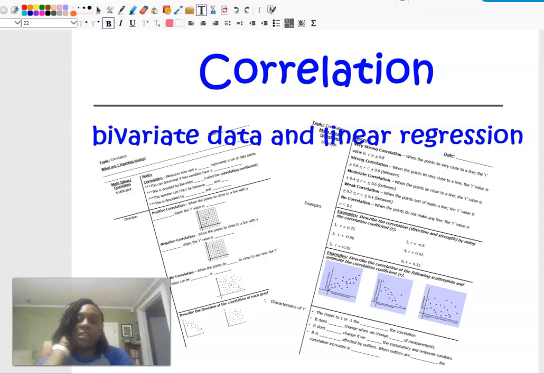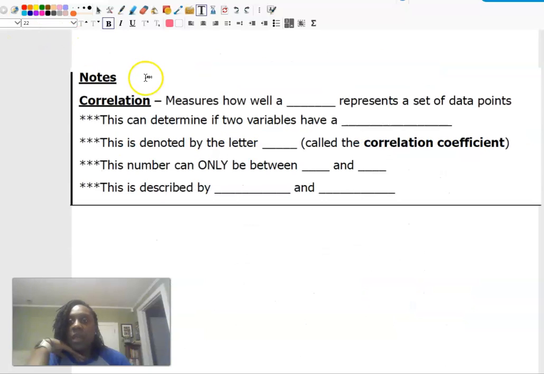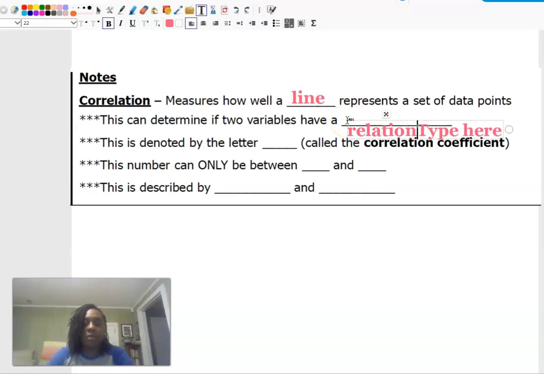All right, this video lesson is on correlation. So we're going to be talking about some bivariate data and linear regression. The primary focus of the lesson, though, is going to be on correlation coefficients and R-squared. When we're talking about correlation, we're looking at how well a line, specifically linear, quadratic, and exponential lines or curves, represent a set of data. All right, so this can determine if two variables have a relationship.